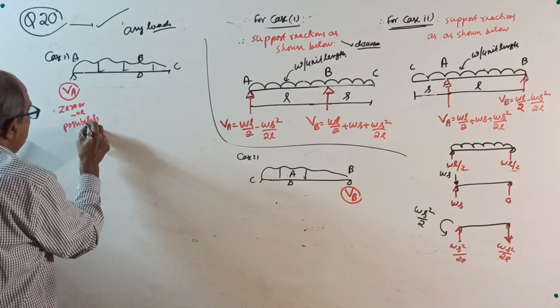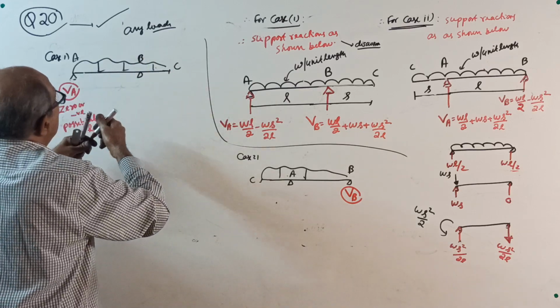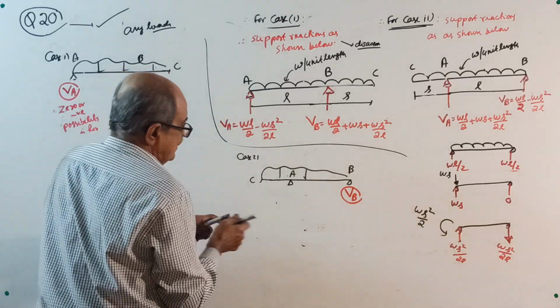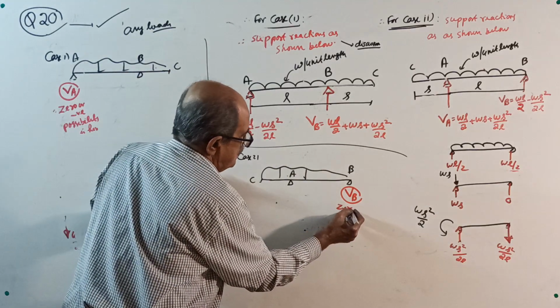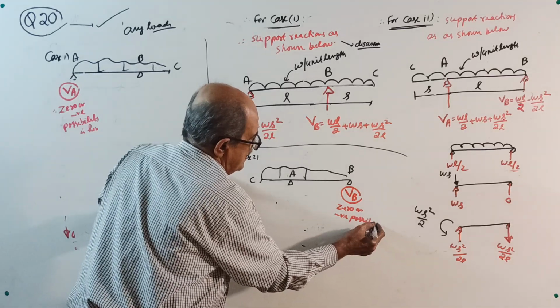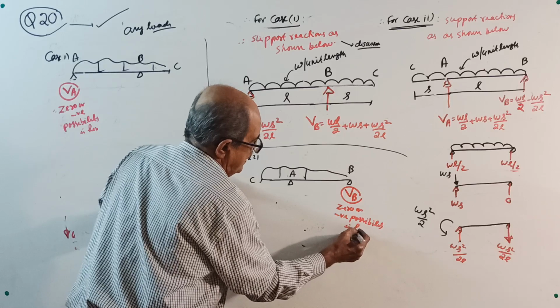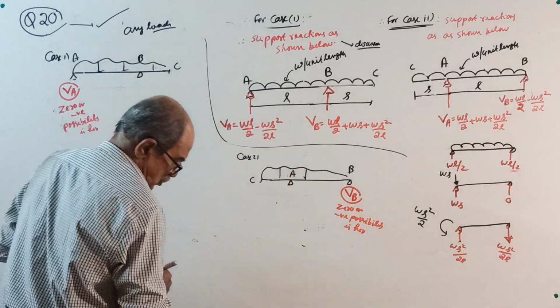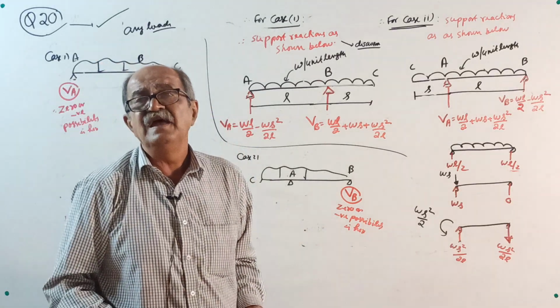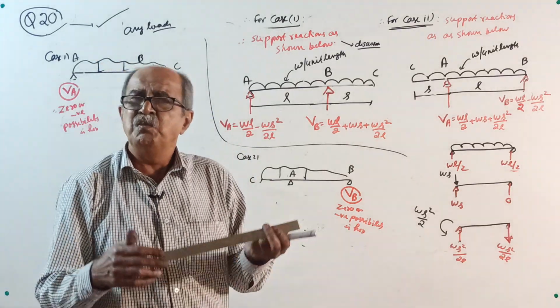Possibility is here. Because why? See, one minute, I'll put here. Here, 0 or negative possibility is here. Or make a note, if both sides overhangs are there, then that possibility is there on both sides.